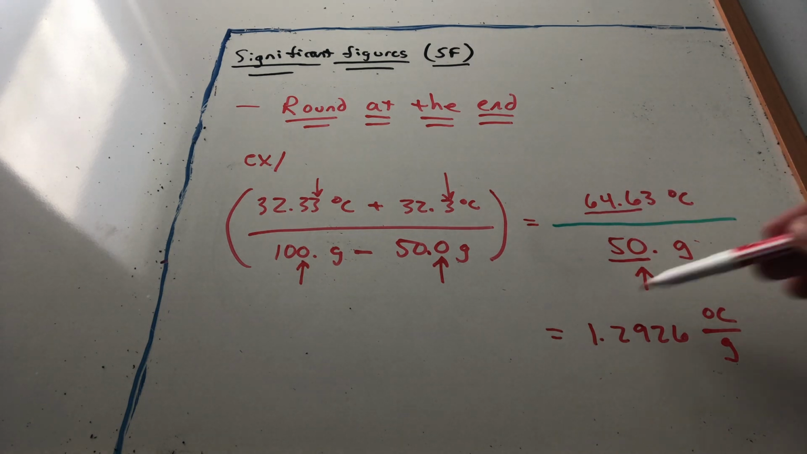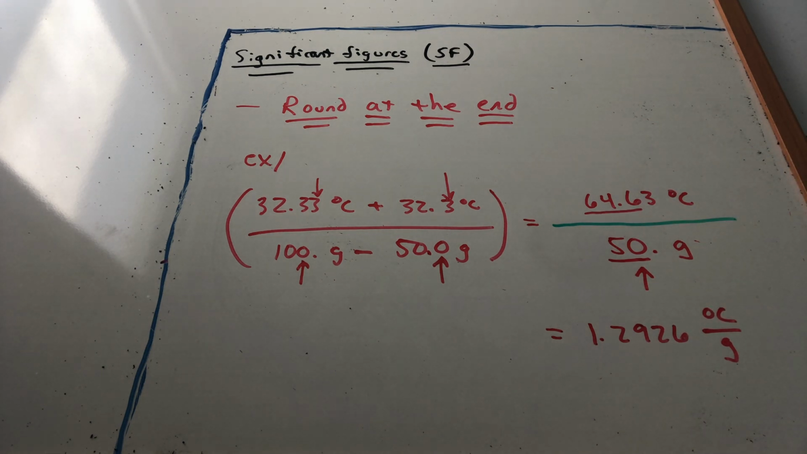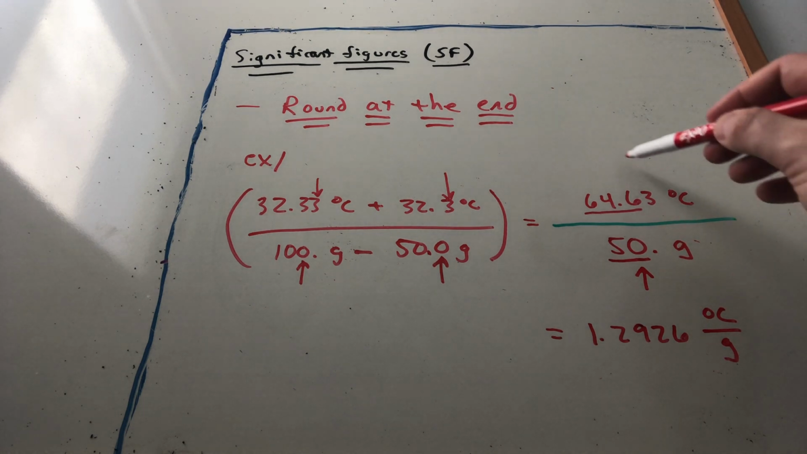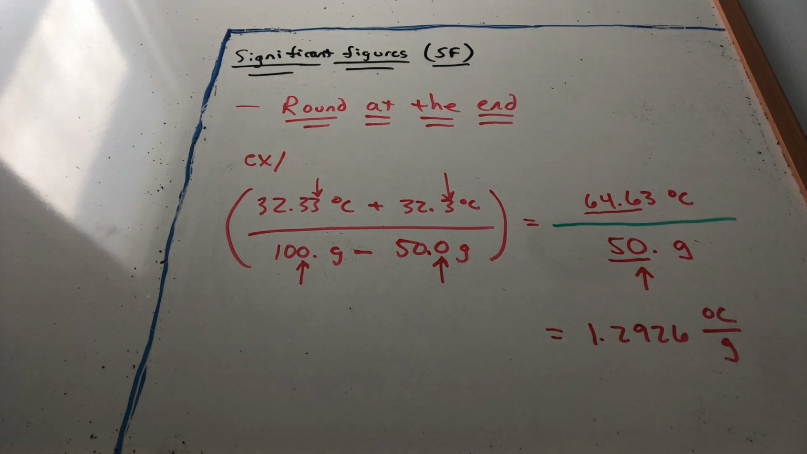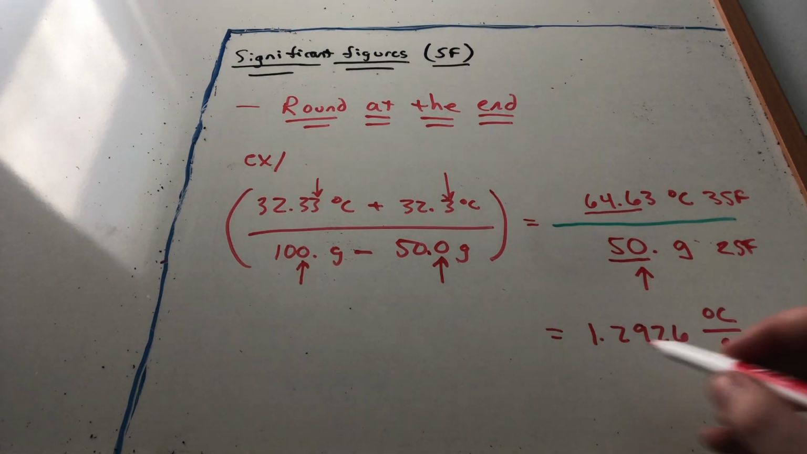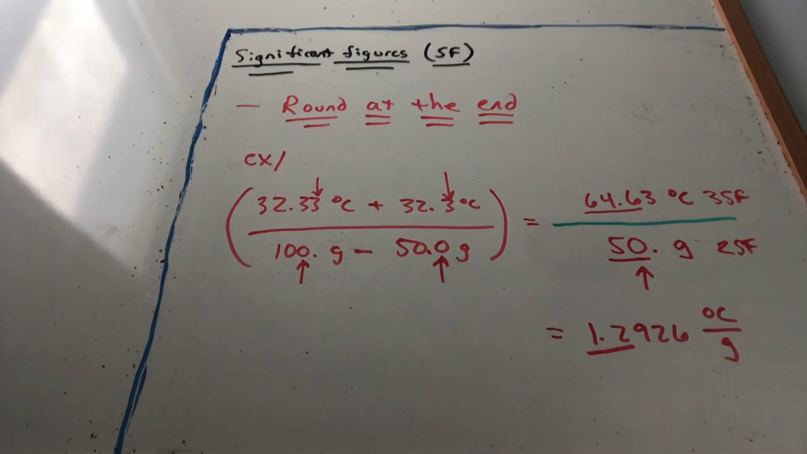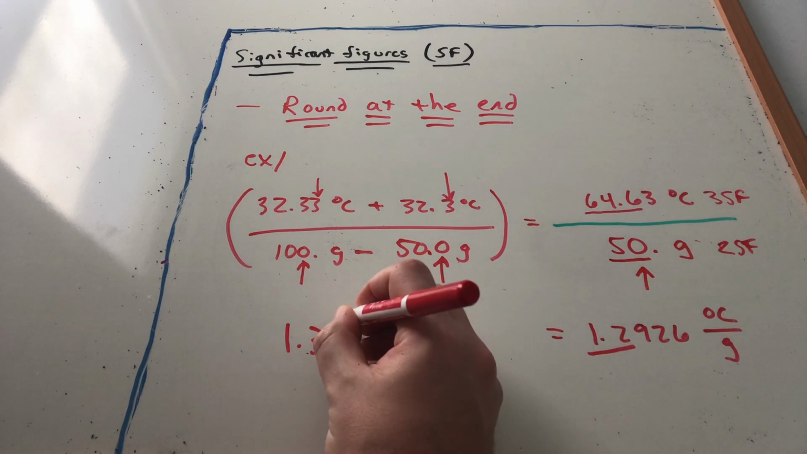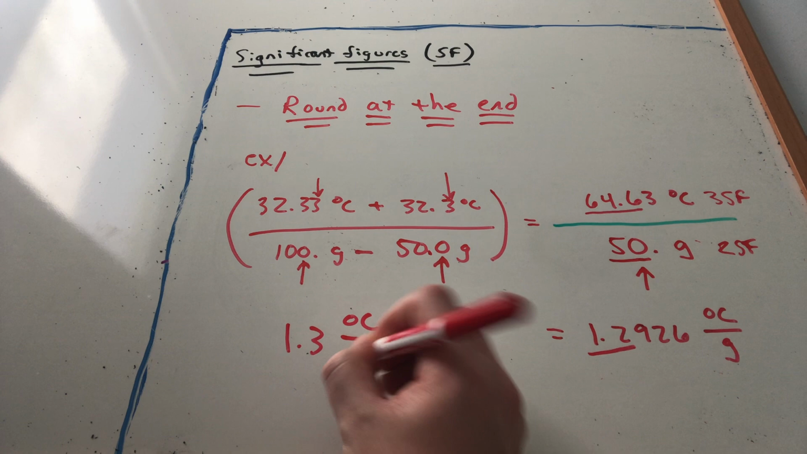All right. I get this value out in my calculator, but then think about this last step. What was the math? Addition, subtraction, or multiplication, division? It was division. So now what matters is total number of significant figures. In the bottom here, I have 2 significant figures. In the top here, I have 3 significant figures. So my final answer only has 2 significant figures, right? So I would write this as 1.3 degrees Celsius per gram.